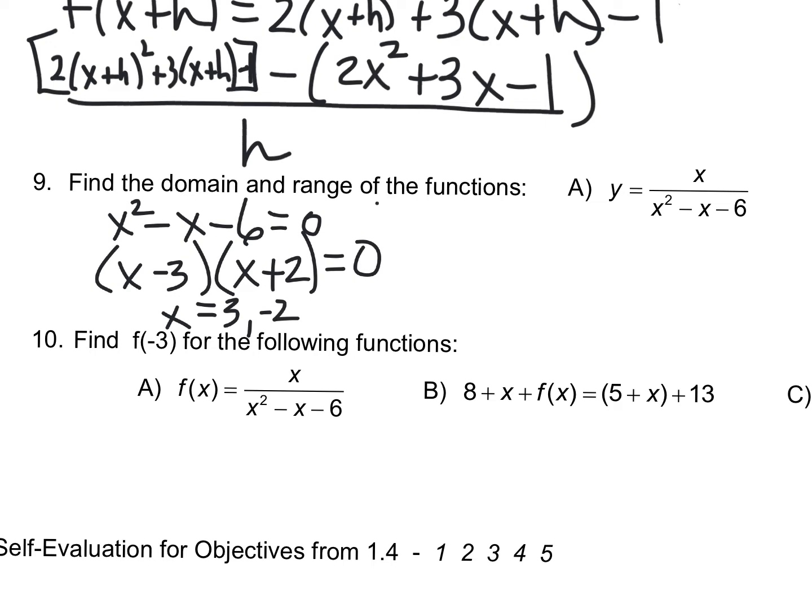So therefore the domain of the first one would be negative infinity to negative 2 union, it's all in one line, negative 2 to 3, union 3 to infinity.